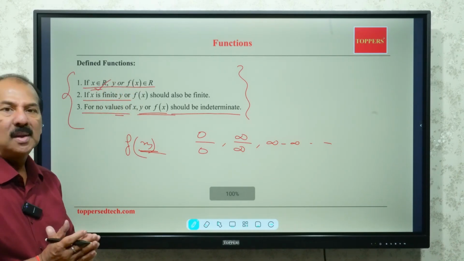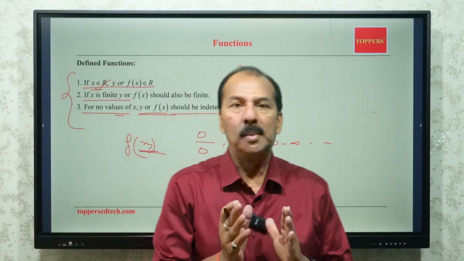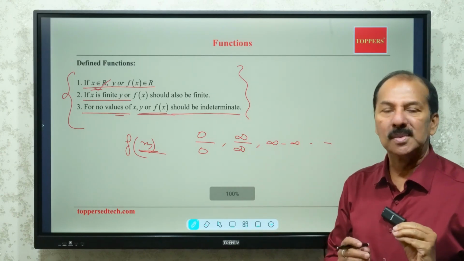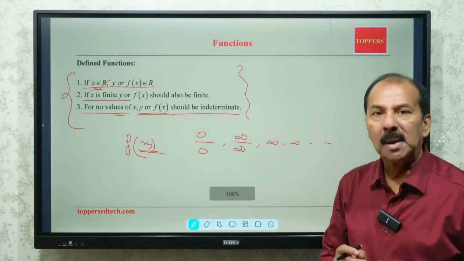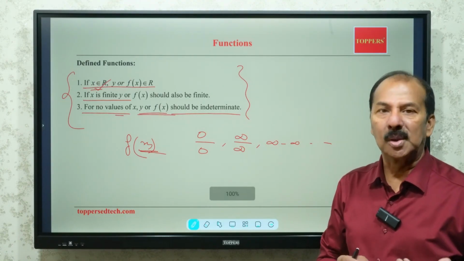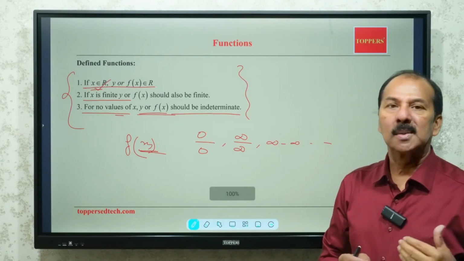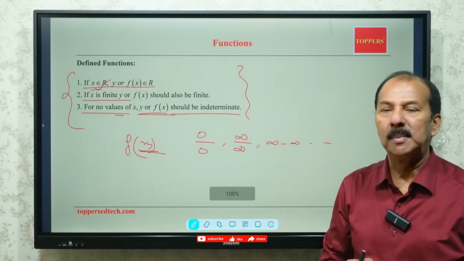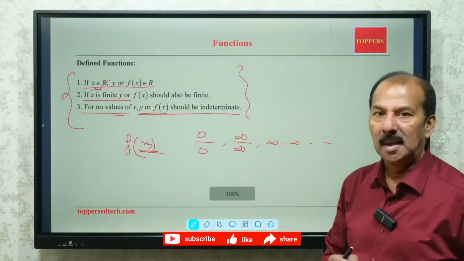And if these three conditions are satisfied simultaneously, we say that the function f of x is a defined function. Whatever values of x justify that defined function will be termed as the domain of the function, and the corresponding value of y or f of x will be termed as the range of the function.